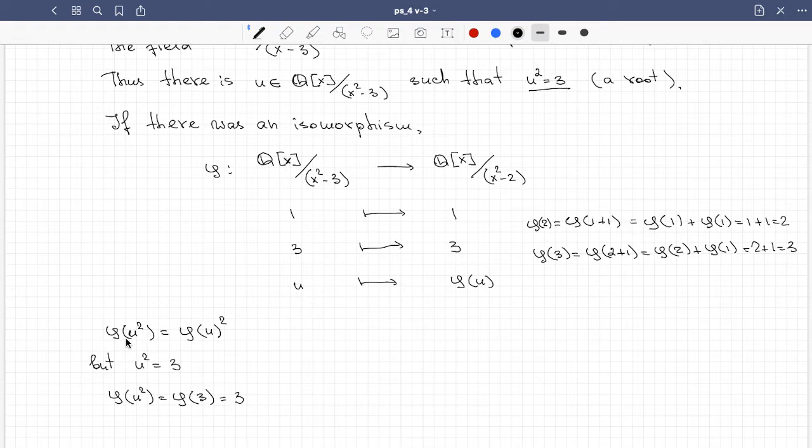Phi of u squared must be phi of u, squared, because this is a homomorphism. I can write it for you in more detail. It is phi of u times u, which for a homomorphism must be phi of u times phi of u, and that is phi of u squared.